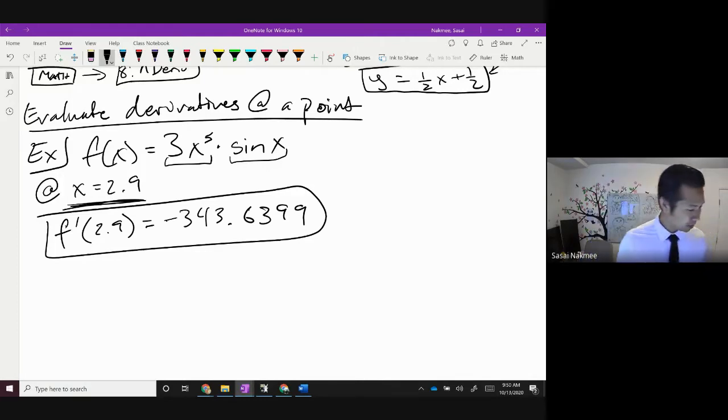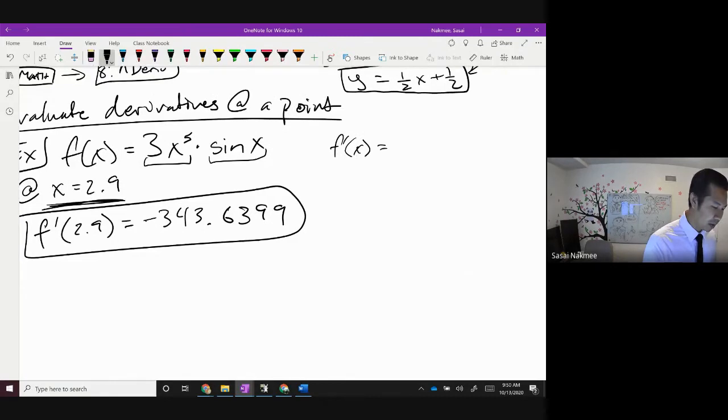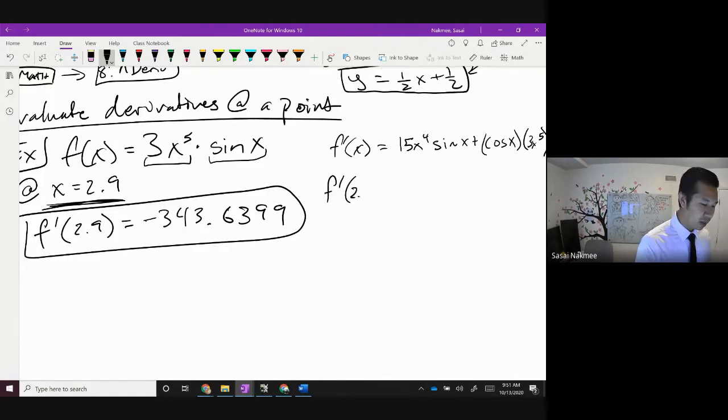No worries. Okay? And some of you are like, well, if this was a non-calculator section, how would I get this answer without my calculator? And then you would just do it by hand by doing the product rule, right? So f prime of x here is going to be equal to the derivative of the first, which is 15x to the fourth, times the second, plus the derivative of the second, cosine of x, times the first, which is 3x to the fifth, right? So then you just plug in what you're evaluating at, which is 2.9.